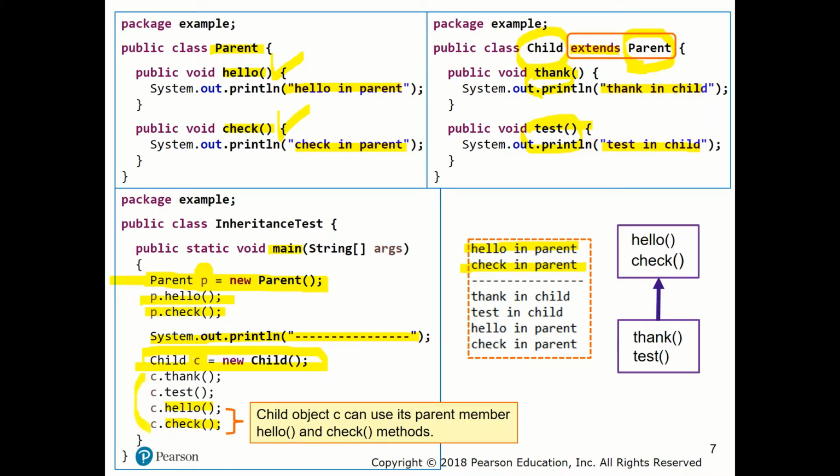So c.think, c.test, c.hello, c.check, all are possible. So child object c can use its parent's members, the hello and check methods. Okay, this is inheritance.